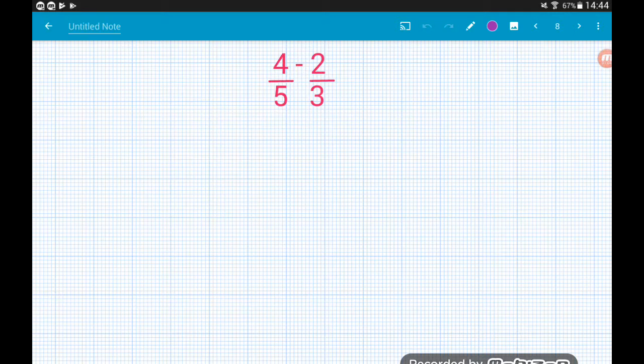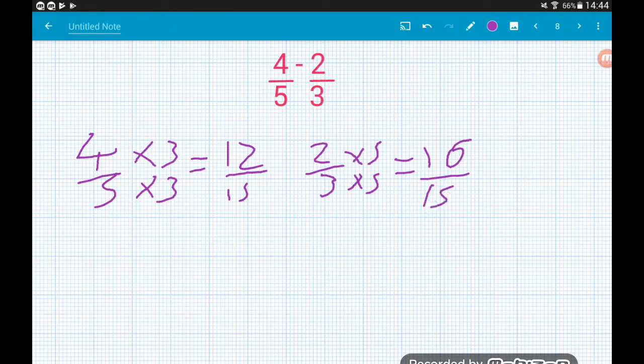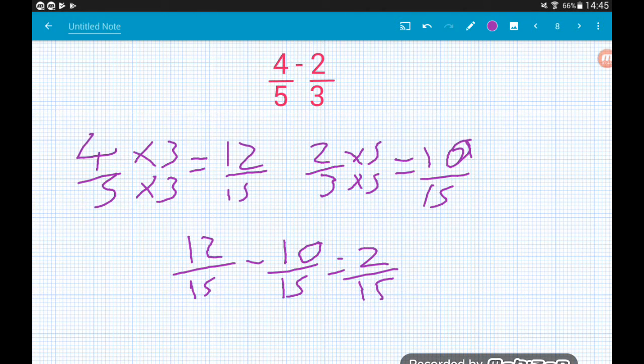4/5 minus 2/3. Well, the lowest common multiple of 5 and 3 is 15. So with 4/5 we need to multiply by 3 to give us 12/15. And then with 2/3, we're going to multiply top and bottom by 5. And that's going to give us 10 over 15. So now we've got 12 fifteenths, take away 10 fifteenths. That's going to leave us with 2 fifteenths. Cool.